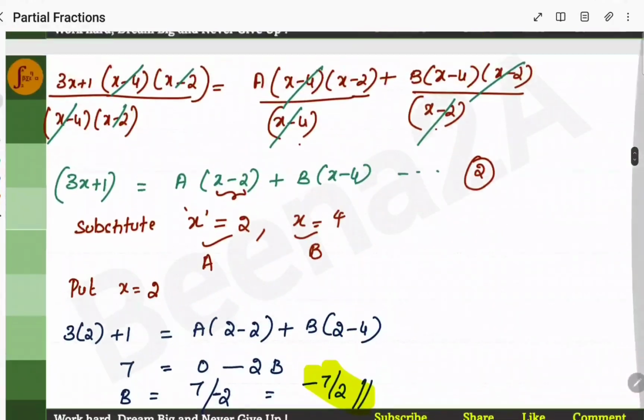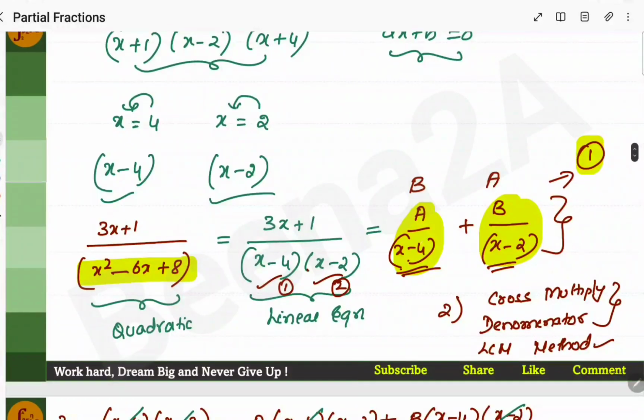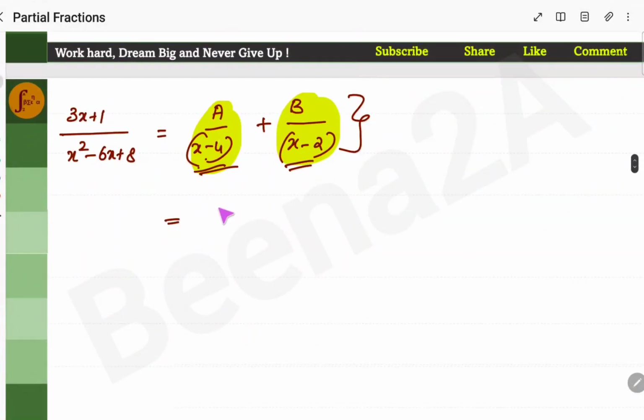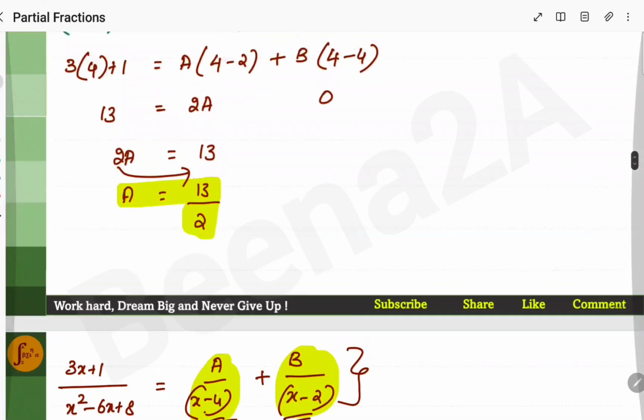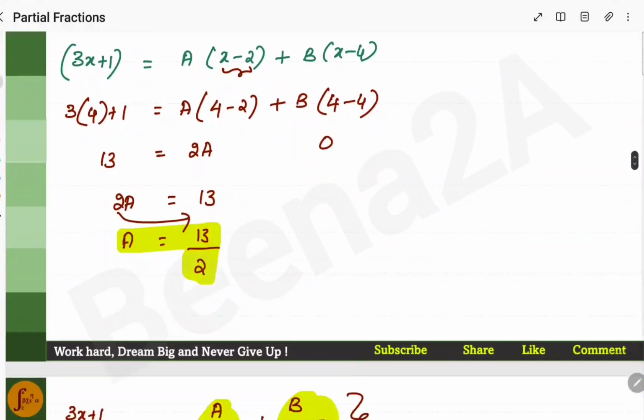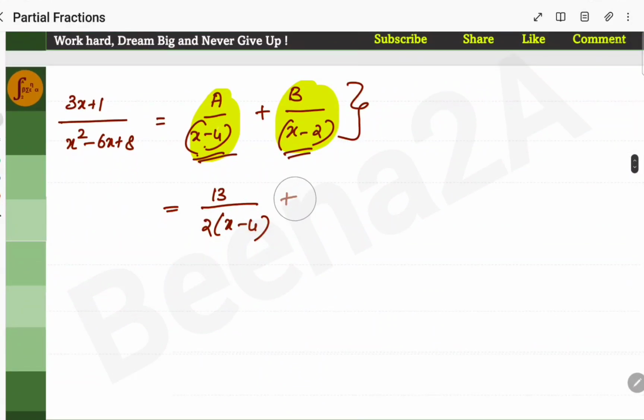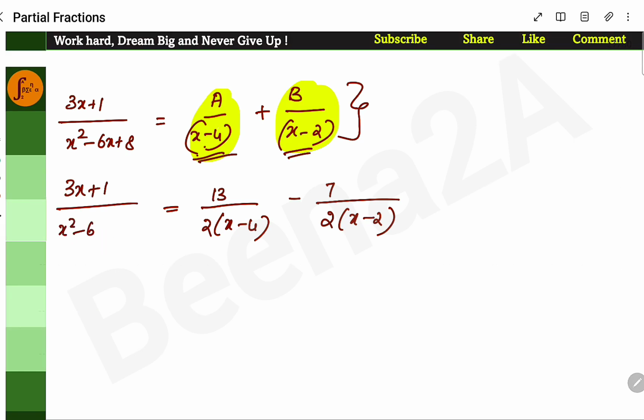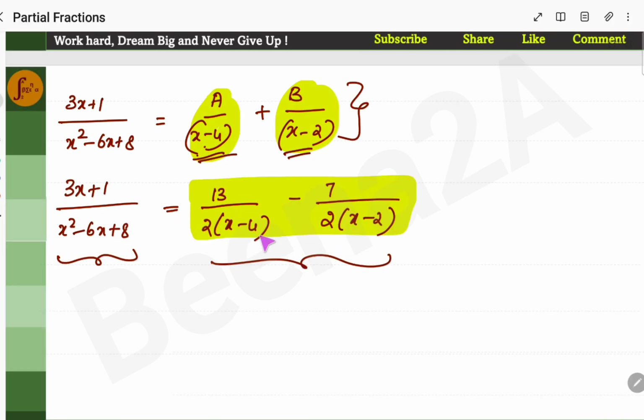Now we go to the final step. We take this equation. What do we have for a? 13 by 2. 13 by 2 into x minus 4. And what do we have for b? Minus 7 by 2. It's minus, so we'll put minus 7 by 2. Let's copy the denominator, which is x minus 2. This is the set of partial fractions now. So these are the partial fractions for this particular rational function.